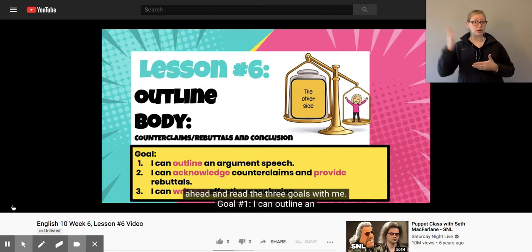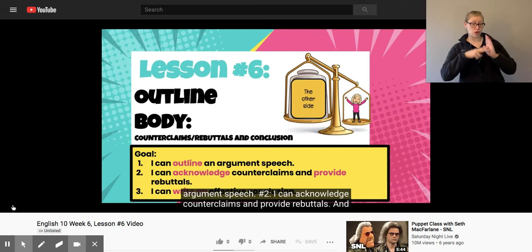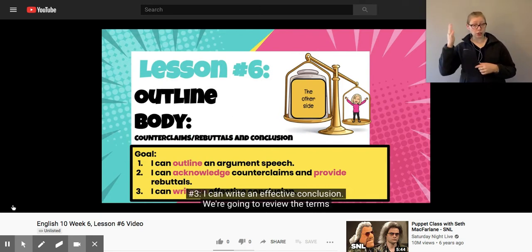Goal number 1, I can outline an argument speech. 2, I can acknowledge counterclaims and provide rebuttals. And 3, I can write an effective conclusion.